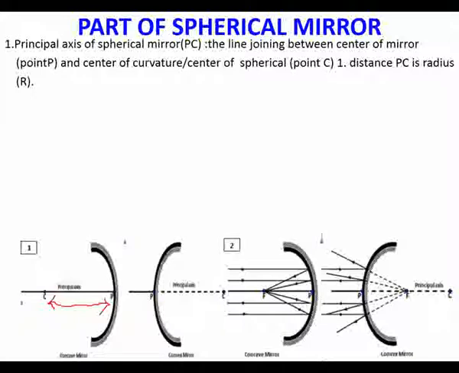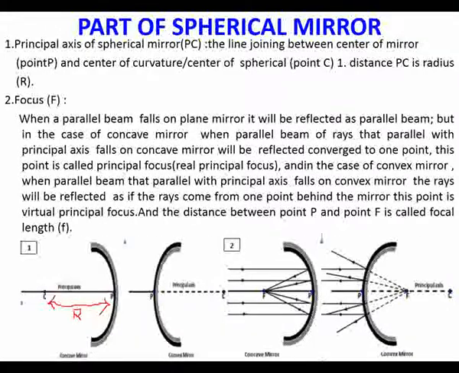So, principal axis of spherical mirror is PC. Distance PC is called radius with symbol R. And the second part is focus F.